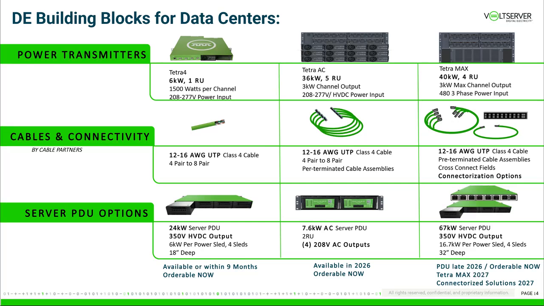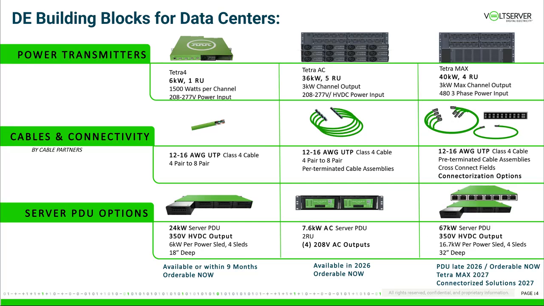It has 1500 watts per channel, and it can take inputs of 208 to 277 volt power input. So you can use it with a 3-phase power using that 277 leg. And then for cables and connectivity, today there are cables out on the market, 12 to 16 gauge class 4 cables, 4 pair to 8 pair, suitable for the data center environment.